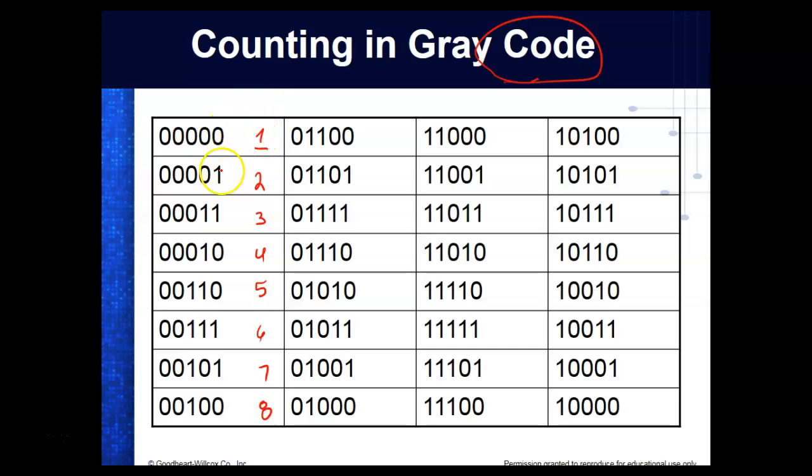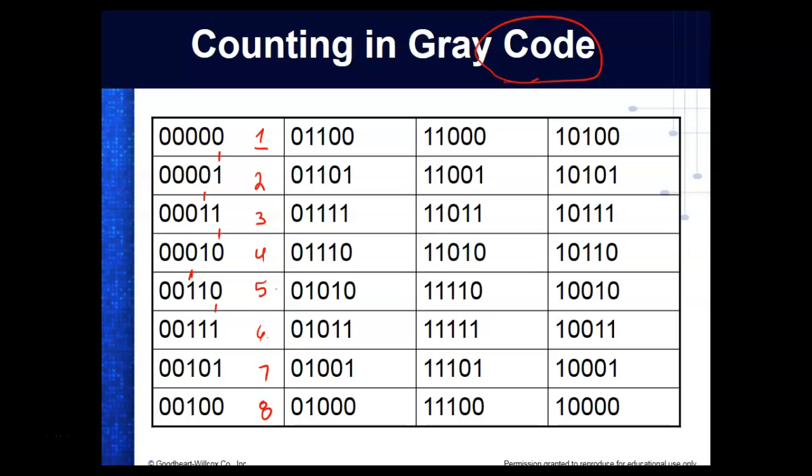But when I go from a count of 0 to a 1, we had 1 bit change. When I went from a 2 to a 3, we had 1 bit change. From a 3 to a 4, 1 bit change. From a 4 to a 5, 1 bit change. From a 5 to a 6, 1 bit change. From a 6 to a 5, 1 bit change. From a 5 to a 4, 1 bit change. So this is not a number system, this is a code.